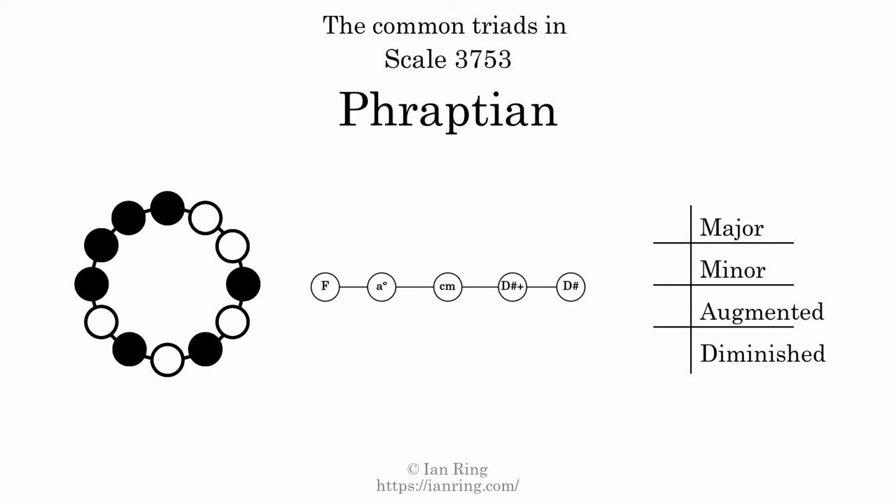Here are the common triads present in this scale. The diagram in the center is a graph of parsimonious voice leading between triads. There are 2 major triads. There is 1 minor triad. There is 1 augmented triad. There is 1 diminished triad. Here is a Hamiltonian path of parsimonious voice leading that uses all the triads.